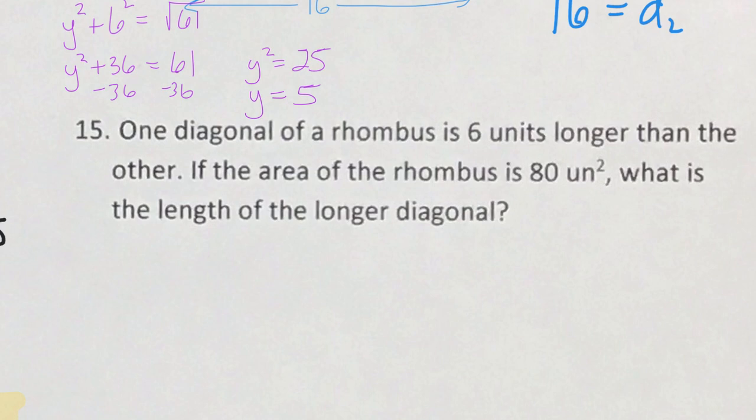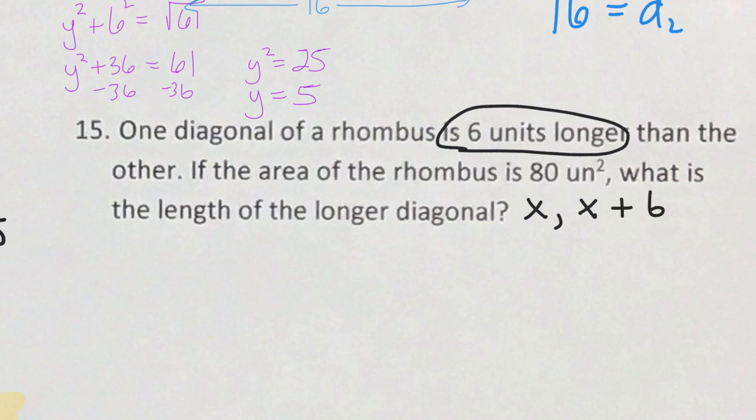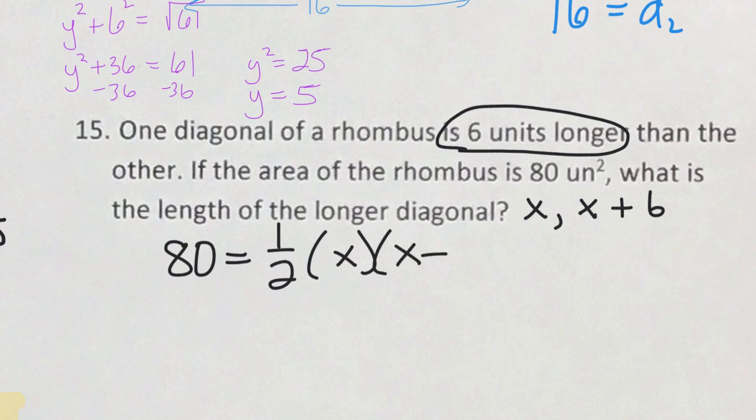Okay, one diagonal of a rhombus is 6 units longer than the other one. So if one diagonal is x, then the other one is x plus 6. Longer, so we're adding. One diagonal is x, and then the other one is x plus 6. So if 80 is your area, 80 equals 1/2 of x times x plus 6.